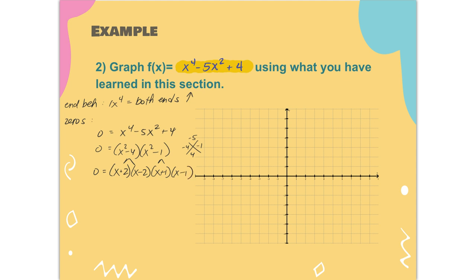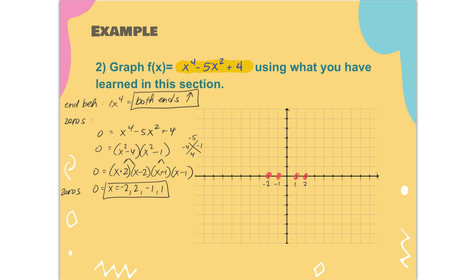So my zeros are going to be x equals negative 2, positive 2, negative 1, and positive 1. These are my zeros right here. So far I've got my end behavior and I have my zeros. If I translate these zeros onto a graph, this is negative 2, negative 1, positive 1, positive 2. My graph is going to cross at negative 2, at negative 1, at 1, and at 2. So I have my zeros.